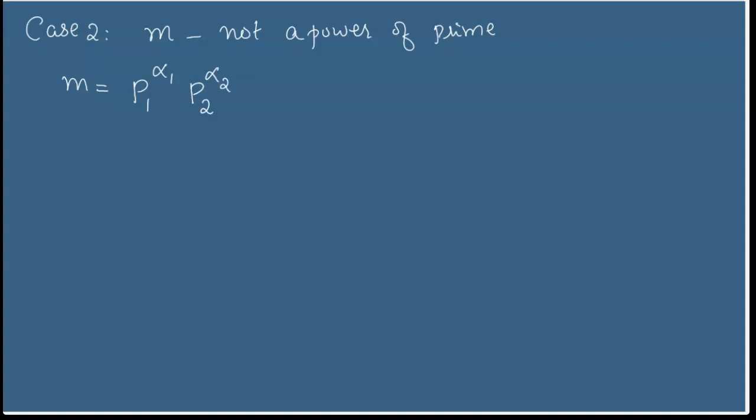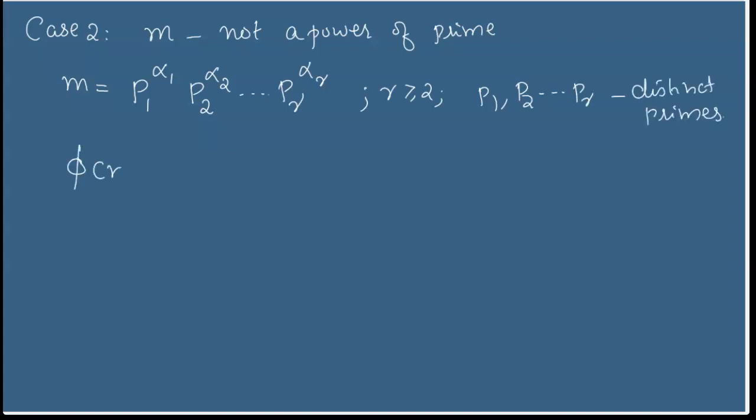Now, let us consider the case when M is not a power of a prime. Then, by the fundamental theorem of arithmetic, M can be expressed as a unique product of the form P1 raised to alpha 1 into P2 raised to alpha 2 into etc. PR raised to alpha R, where R is greater than or equal to 2 and P1, P2, etc. PR are distinct primes.